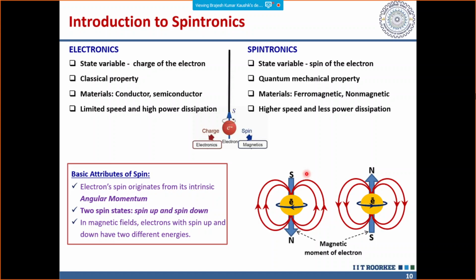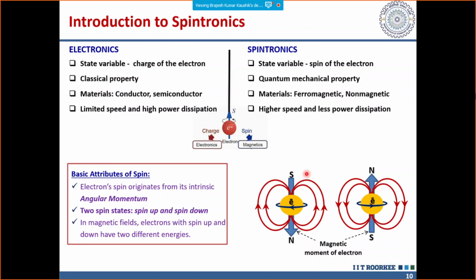Electronics has a state variable which is the charge of the electron, whereas in Spintronics, the state variable is the spin of the electron. That is where you see the difference. Apart from this, most electronics is guided by classical properties, but with smaller and smaller dimensions, you do need to look into quantum mechanical properties as well. But Spintronics inherently starts off with understanding quantum mechanical properties. You need to understand these areas and then start working on the devices.